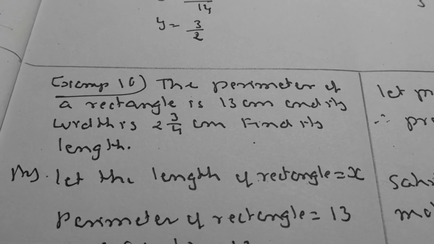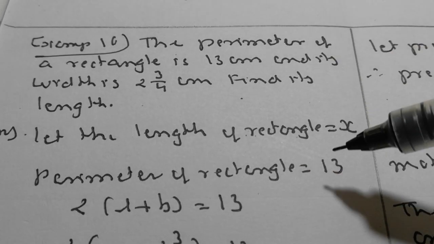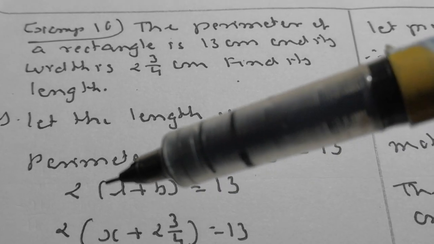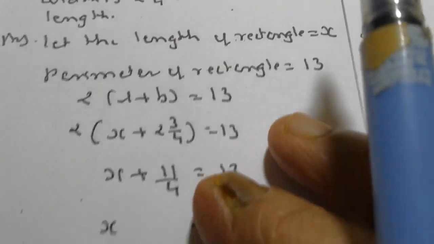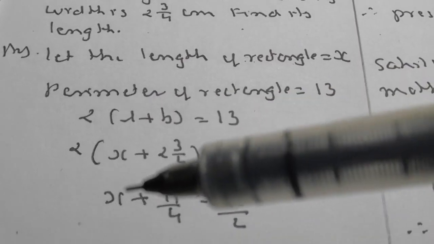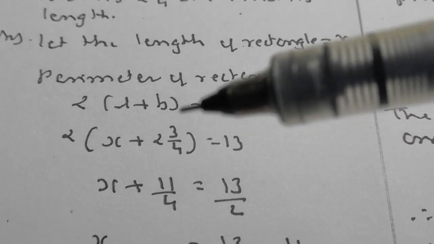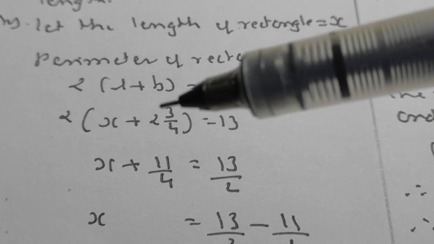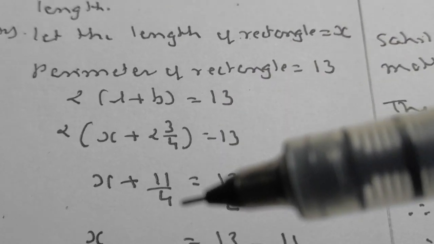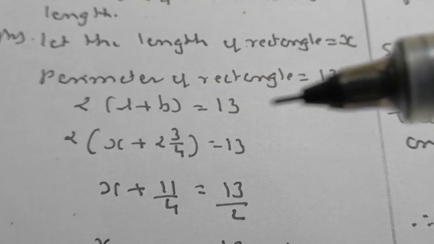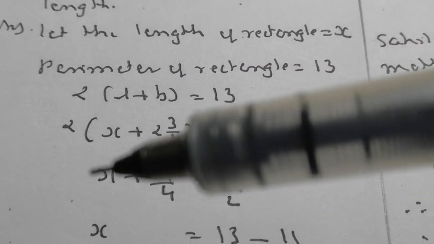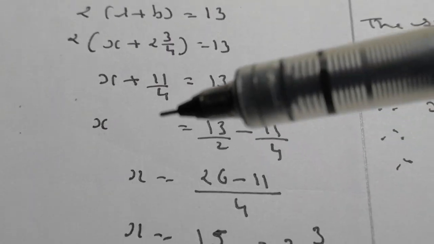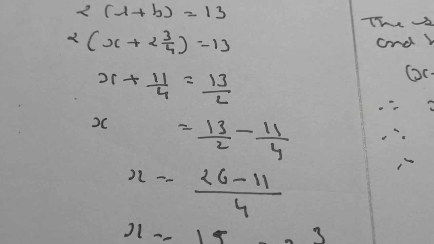So first of all we are going to assume the length of the rectangle is equal to x. Perimeter of rectangle is equal to 13. Formula of perimeter of rectangle is 2 into L plus B. So 2 into the length, which we assumed as x, plus the breadth, which is given as 2 integer 3 upon 4, is equal to 13. Converting this mixed number into an improper fraction, 4 2s are 8 plus 3 is equal to 11 upon 4. Taking this 2 as division, it is 13 upon 2. So x plus 11 upon 4 is equal to 13 upon 2. So x is equal to 13 upon 2 minus 11 upon 4.